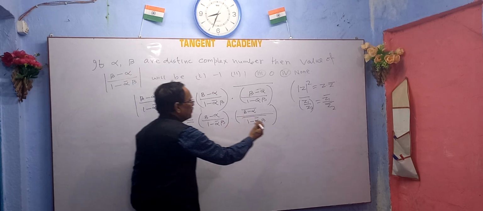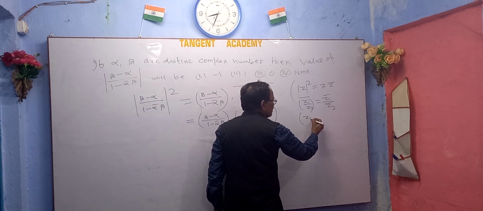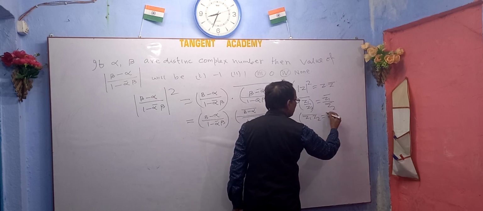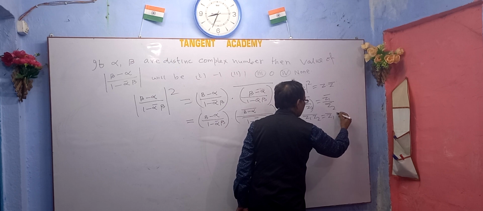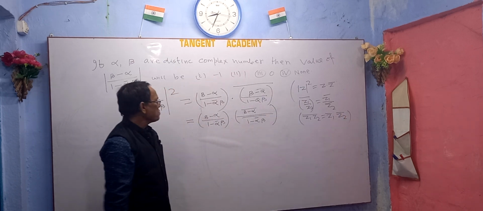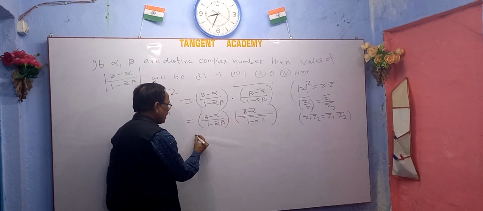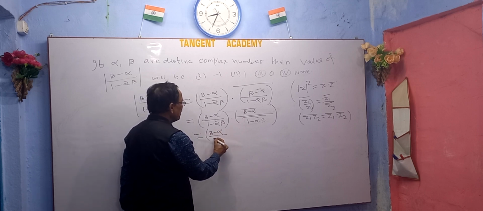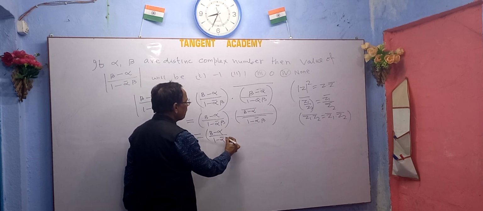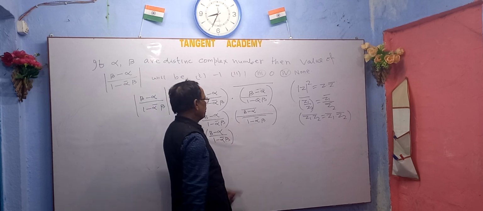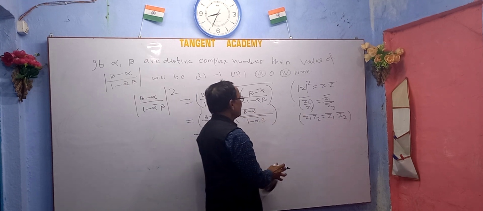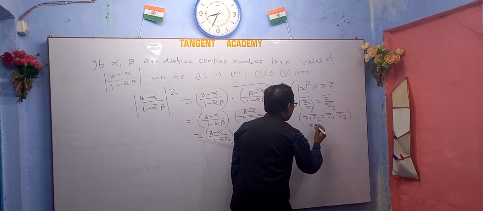Proceeding in this way, we know that (z1 into z2) whole bar may be written as z1 bar into z2 bar. So this product will be (beta minus alpha) divided by (1 minus alpha bar beta) into (z1 minus z2). This property will hold good.